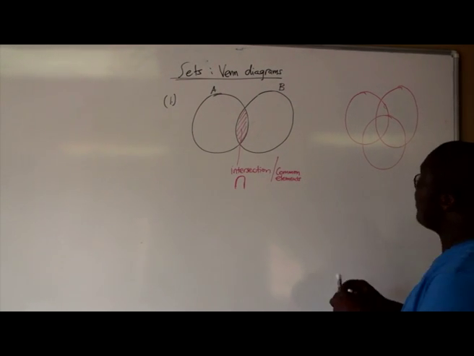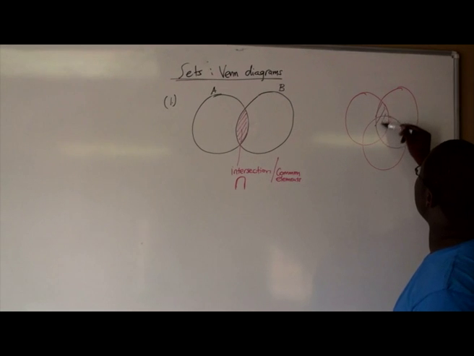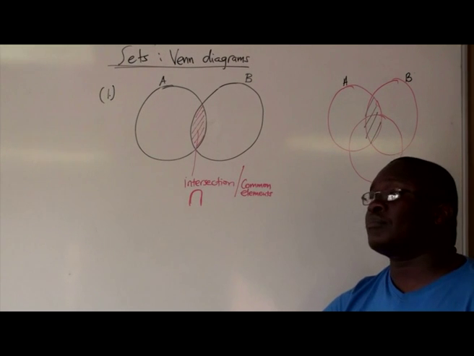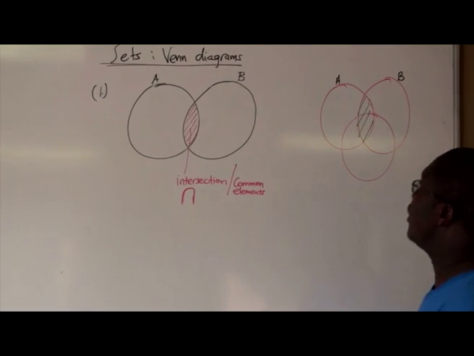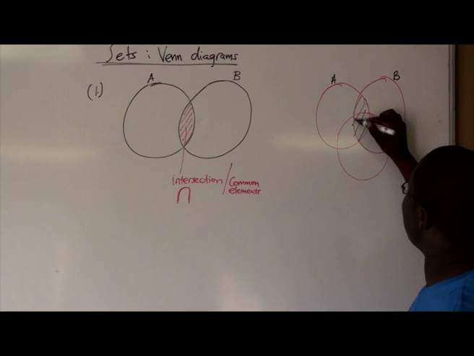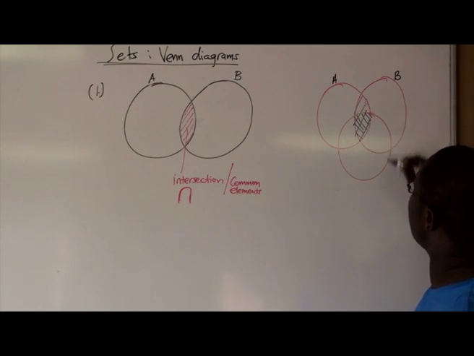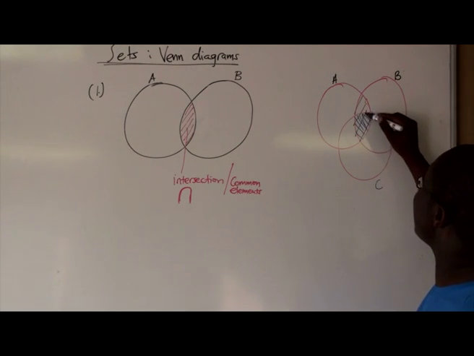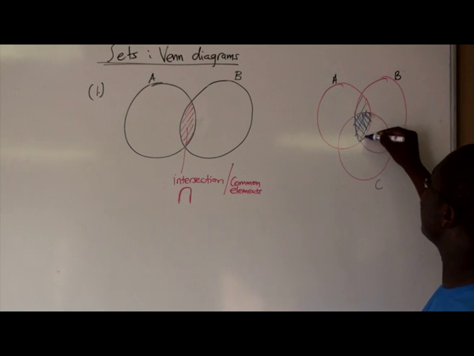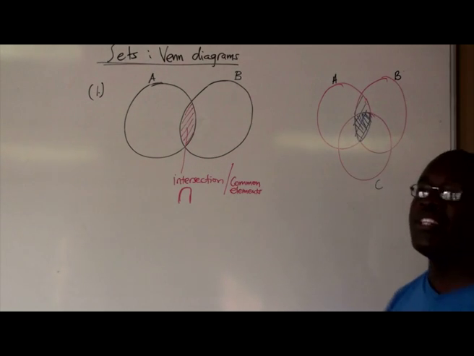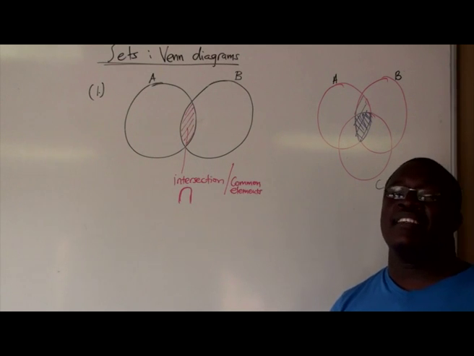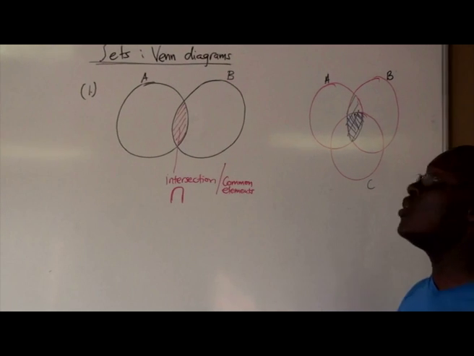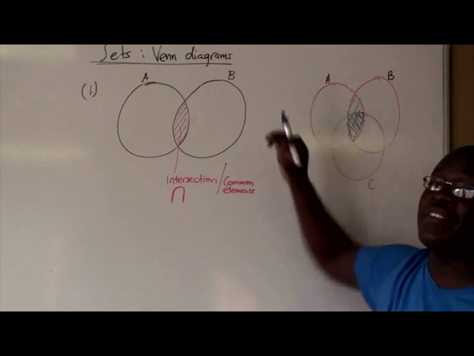So this area in black is common to A and B. But now, if you look carefully, you'll see that this area is common to A, B, and C. So that means that this is the intersection of all sets, the 3 of them. So it's always important when given sets to be able to represent them diagrammatically and be able to know what each of the areas represent.